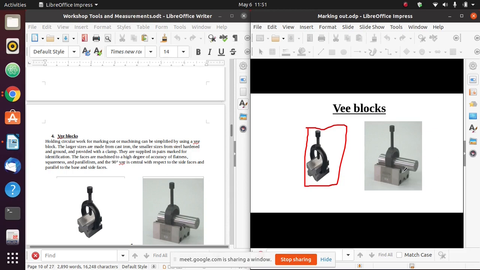So if I want to make an inscription onto the surface of that circular workpiece, then I can do so by securing it on the V-block. Now the faces of this V-block are machined to a high degree of accuracy, of flatness, squareness and parallelism. As you can see, these faces are very square. They are flat. They are very accurate, such that this V, this 90 degree V, is at the center of these faces or the edges. They have been machined to a great accuracy so that this V, this 90 degree, is at the center of these faces.